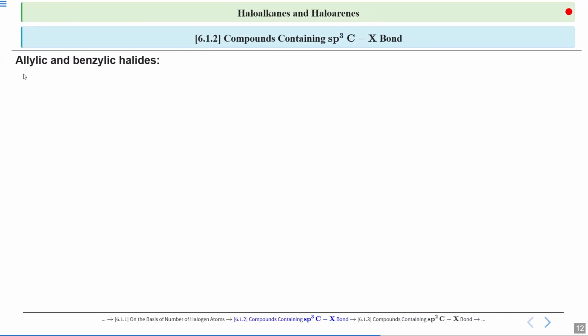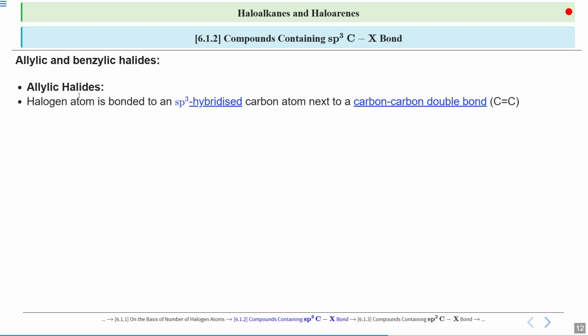Now, let's see the other classification of the sp3 carbon-halogen bond, that is allylic and benzylic halides. Let's first talk about the allylic halides. Allylic halides have a halogen atom which is bonded to an sp3 hybridized carbon atom which is next to a carbon-carbon double bond, or sp2 hybridized carbon. Try to understand: the halogen atom is bonded to an sp3 carbon atom, but that sp3 carbon atom is attached to a carbon-carbon double bond or sp2 hybridized carbon. Then the compound you got is known as an allylic halide.